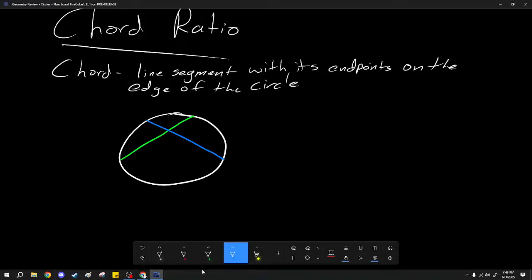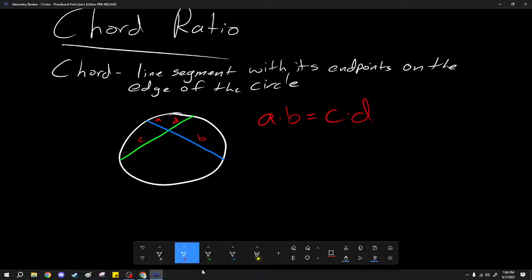When you have two chords intersecting like this, the little lines that are created become small little chunks. I'm labeling them as A, B, C, D. You can label them whatever you want, but just know that A and B are on the one line and C and D are the other. The way that these interact with one another, A times B is equal to C times D, no matter what.